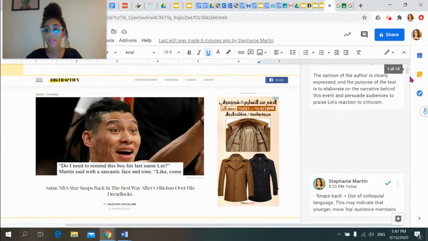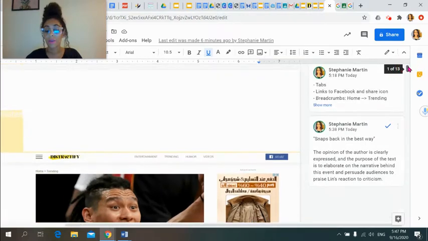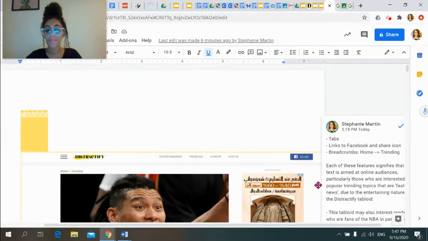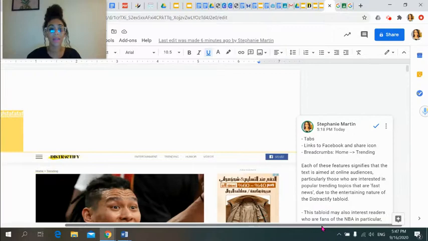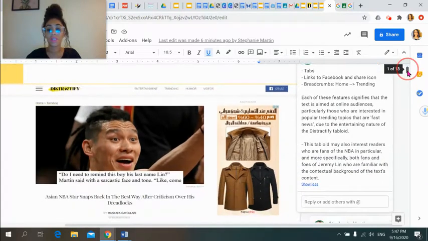So on the right-hand side, if you have a look at my annotations, what I've said is that there's tabs, there's a link to Facebook, and there's a share icon. There's breadcrumbs which tell us that this is found in the trending section. And so what I've said is that each of these features signifies that the text is aimed at online audiences, particularly those who are interested in popular trending topics. Now, how do I know that?